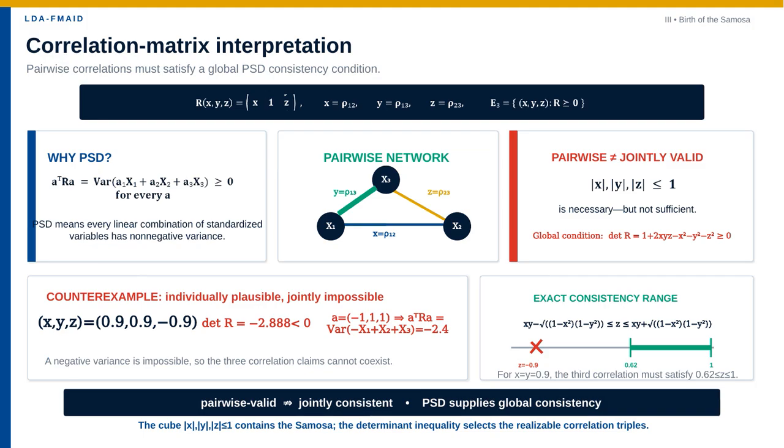Statistically, x, y, and z are pairwise correlations. Each value may lie between -1 and 1, yet the triple can still be impossible. Positive semidefiniteness guarantees non-negative variance for every linear combination, while the determinant inequality supplies the missing three-way consistency.